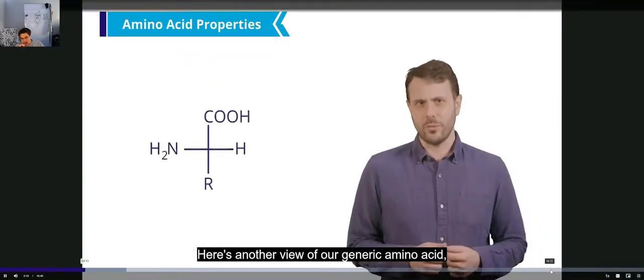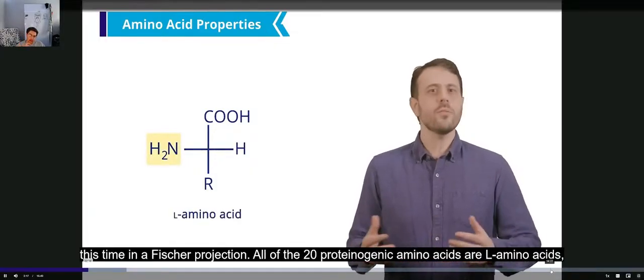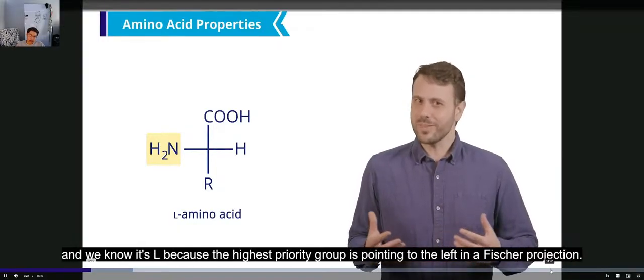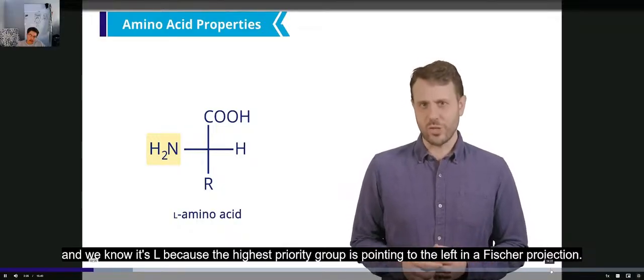Here's another view of our generic amino acid, this time in a Fischer projection. All of the 20 proteinogenic amino acids are L amino acids, and we know it's L because the highest priority group is pointing to the left in a Fischer projection.